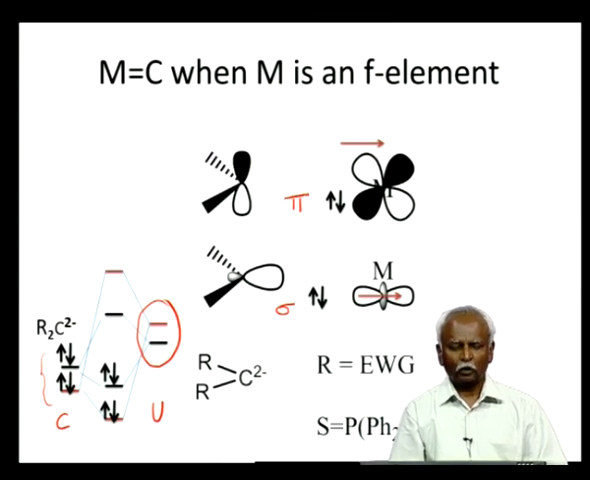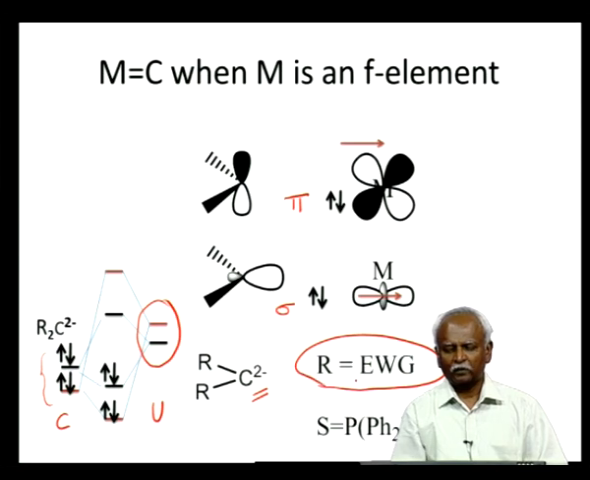So, how can one stabilize the 2 negative charge, the 2 extra pairs of electrons on the carbon? If you have a very strong electron withdrawing group on the carbon, then it is possible that the electron withdrawing group can draw away the extra charge that is present on the carbon by pulling electron density towards itself, and this will lead to stabilization of such a dianionic species.